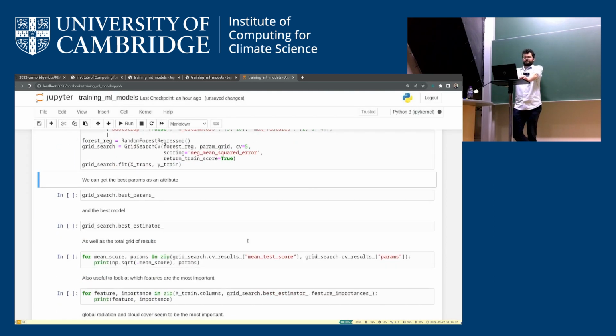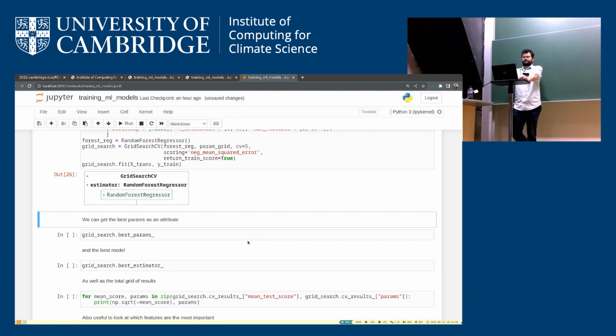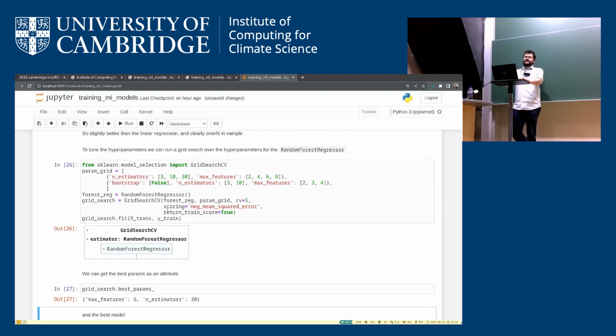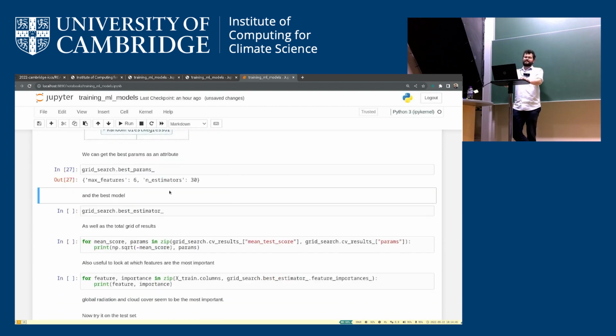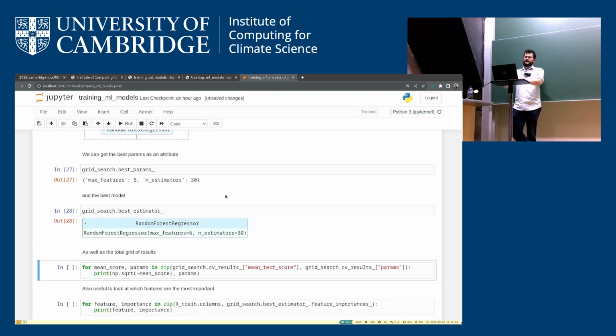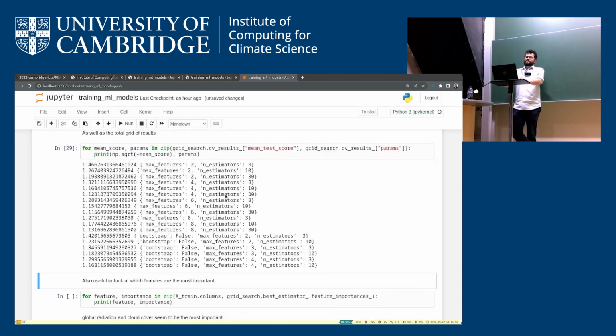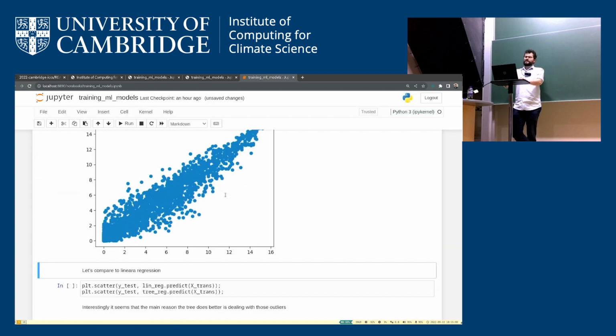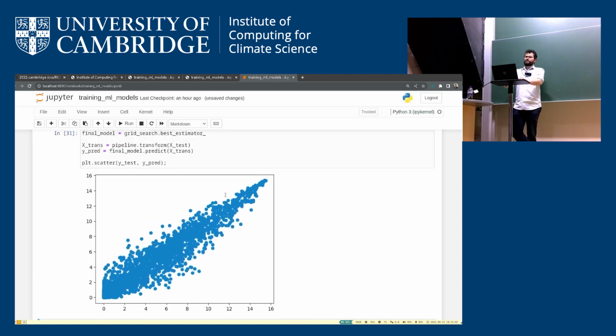Cool. So it turns out that doing a grid search over the training and validation data, the best things here are to have 6 features and 30 estimators, which are the hyperparameters of this method. And then the best model looks like that, which we can use to find our final model. So that there is what our final prediction looks like, having done all this.